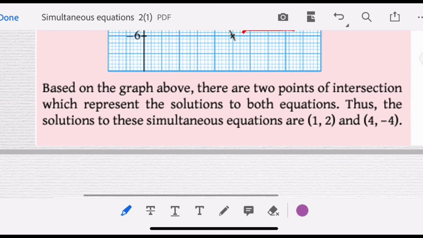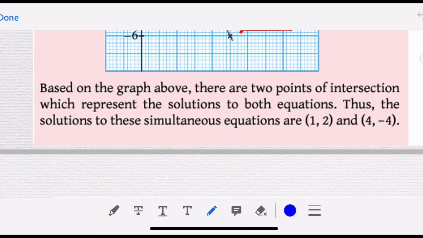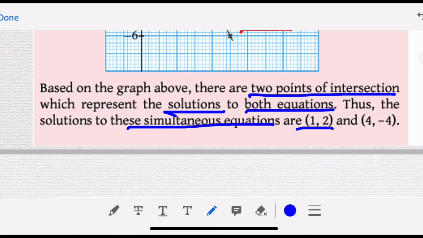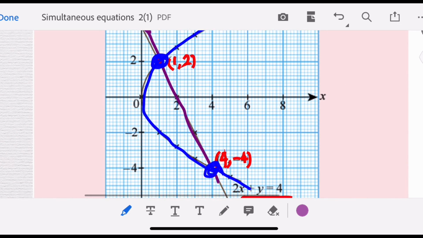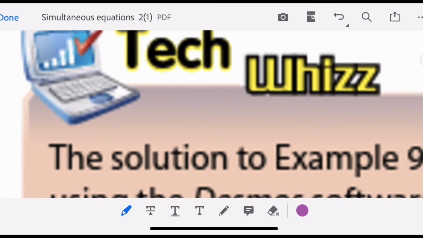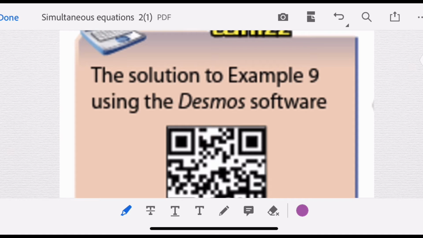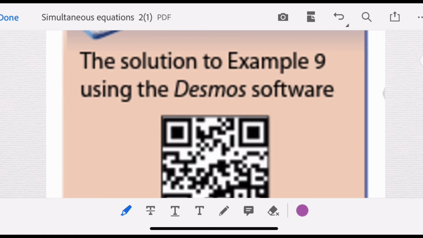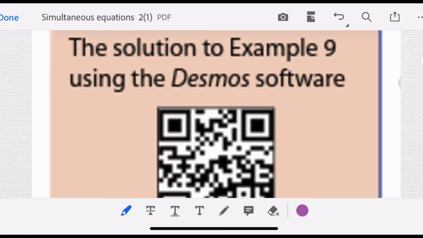Based on the graph above, there are 2 points of intersection, which represent the solutions for both equations. Thus, the solutions to this simultaneous equation are (1, 2) and (4, -4). Normally, we write it as a point. Okay, so that's how we use a graph to solve simultaneous equations. So we have three methods to solve simultaneous equations.